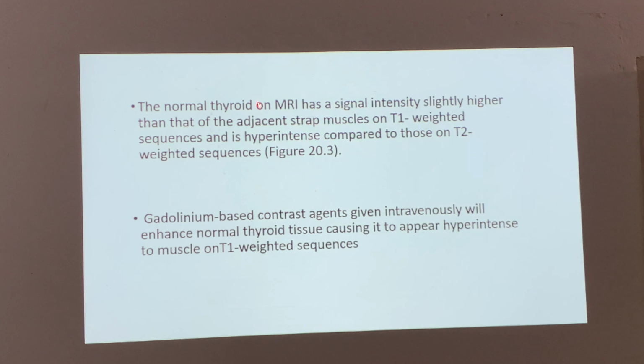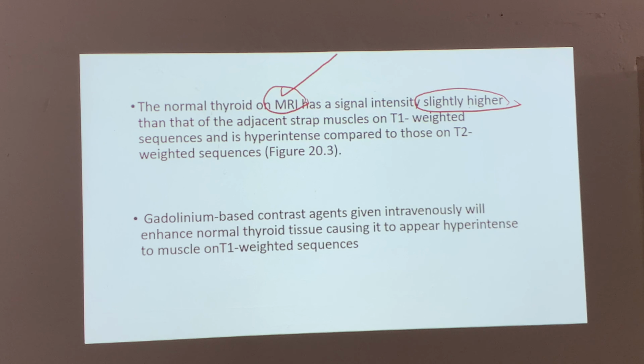The normal thyroid on MRI has a signal intensity slightly higher than that of adjacent strap muscles on T1 weighted sequence and hyperintense compared to those on T2 weighted sequence. Gadolinium based contrast agents given intravenously will enhance normal thyroid tissue, causing it to appear hyperintense to muscle on T1 weighted sequences. So once again, we are identifying all these things based on the statements regarding normal thyroid on MRI. When we take the normal thyroid on MRI, it has a signal intensity slightly higher.